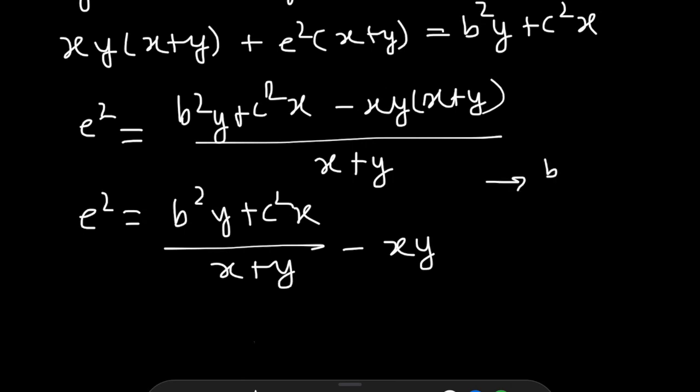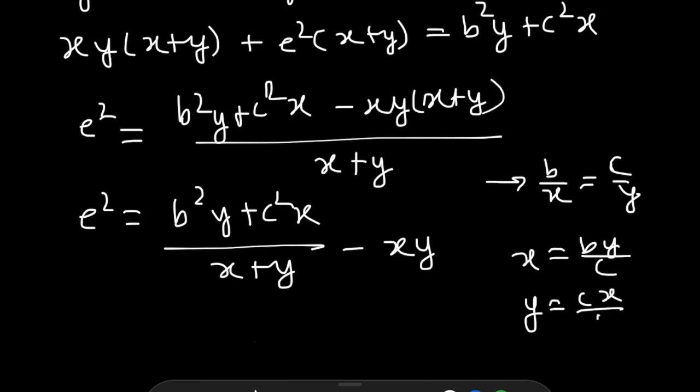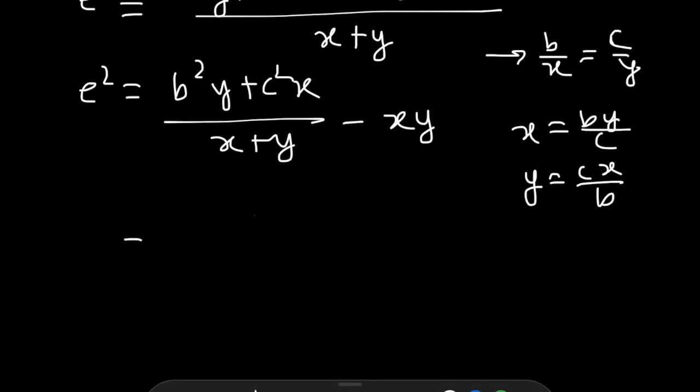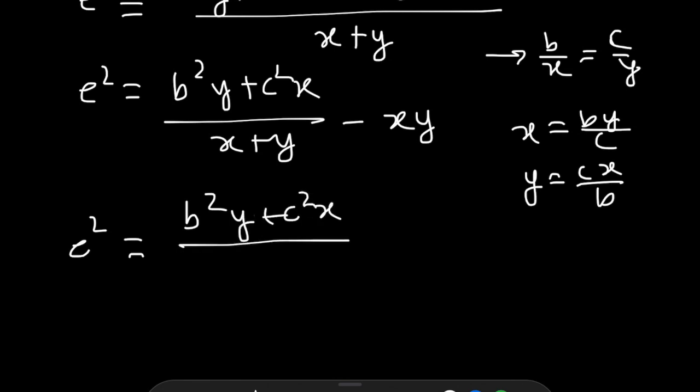What we proved last time was that b over x is equal to c over y in our triangle, right? So using this fact, we know that x is equal to by over c. And we also know that y is equal to cx over b. So using these two facts, let's go ahead and substitute x and y for by over c and cx over b in our denominator on the left. Doing that, we get e squared is equal to (b squared y plus c squared x) over (by over c plus cx over b) minus xy.